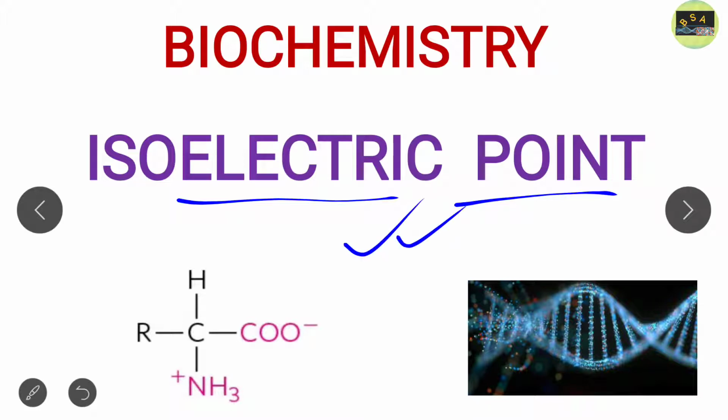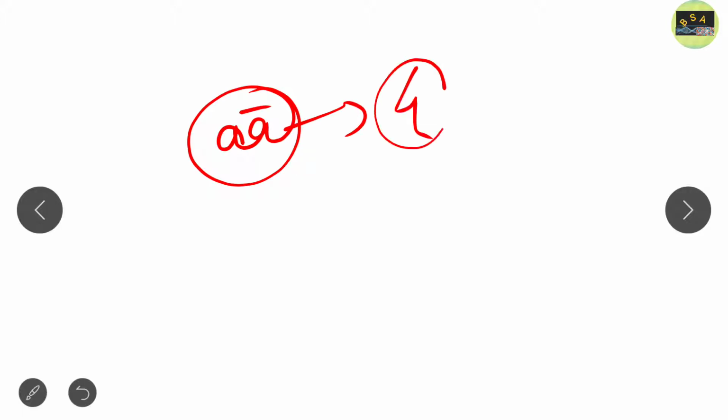Before I start this lecture, I just want to recommend that you please go through the previous lectures of biochemistry that were already uploaded on this YouTube channel. Please go through all the lectures on amino acids. There are 4 lectures on amino acids. Very important from the examination point of view, and also very important for understanding today's lecture. This is the basics of biochemistry. Clear? So let's start today's lecture, that is isoelectric point.